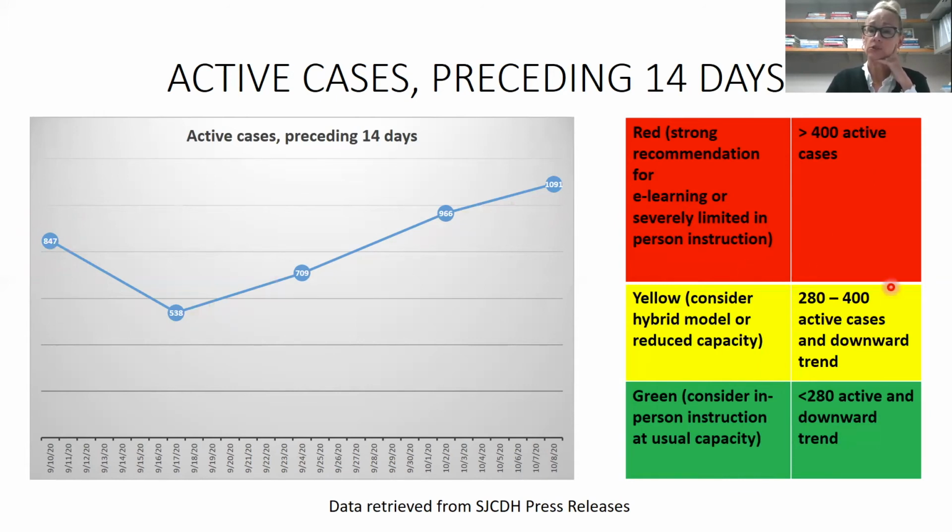We are in the yellow zone if we are between 280 and 400 cases, and we're in the green zone if we have less than 280 cases. And as you can see from the 1,091, we are well above the 400 active cases.